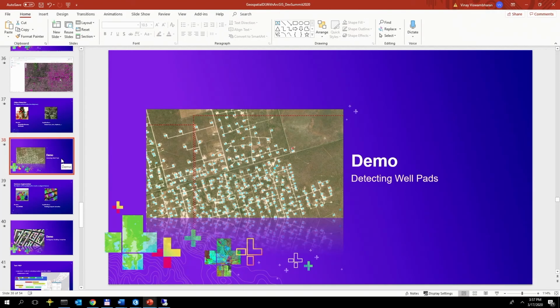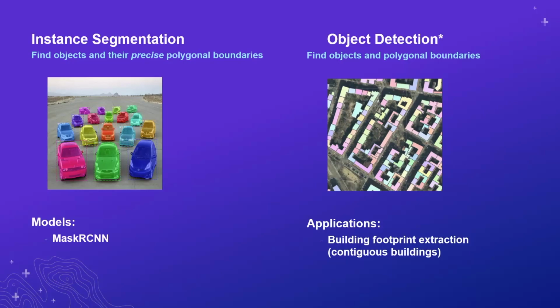All right, now I'll hand it back over to Rohit, who's going to talk about instance segmentation. Okay, so Vinay just showed us object detection models, and we typically use object detection models when we want to find the locations of objects, in the form of bounding boxes.